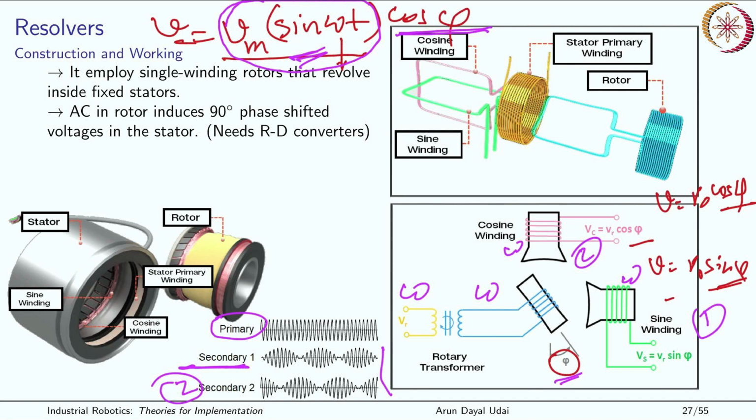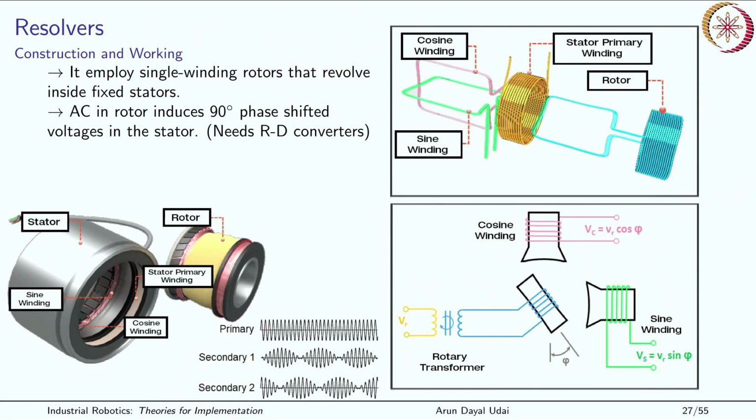So you have a stator primary, and the stator has two secondaries, the cosine and sine windings. The rotor has a primary winding, and the AC is transferred to it using the transformer which is here. Got it? That is how it is made up.